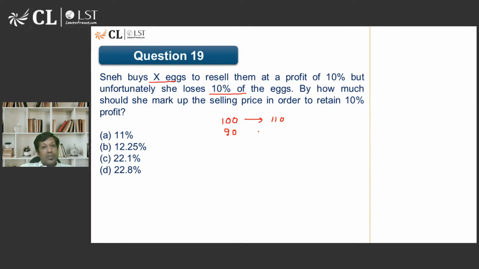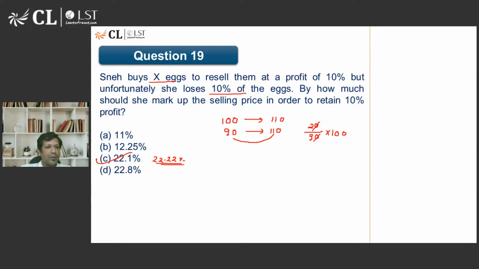But she still wants to get a profit of 10%. It means she still wants to sell it at 110. So how much profit does she need now? 20 rupees profit. At what selling price? That is at a price of 90. So into 100, that comes out to be 22.22%. So the answer of this question is going to be option C. I think all the 4 options are wrong because the answer should be 22.22%.